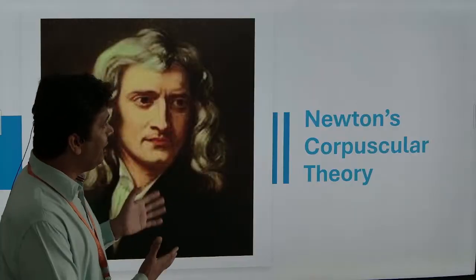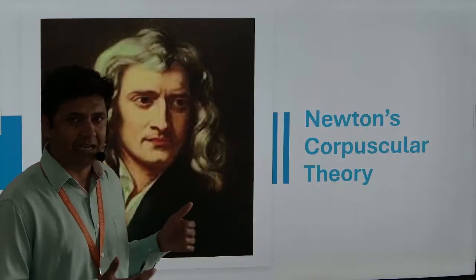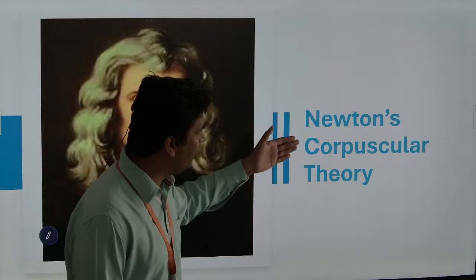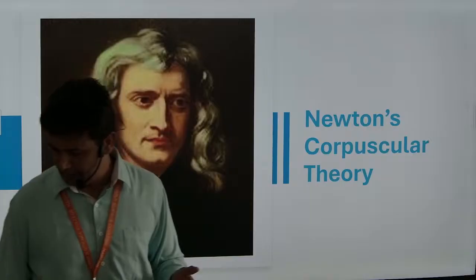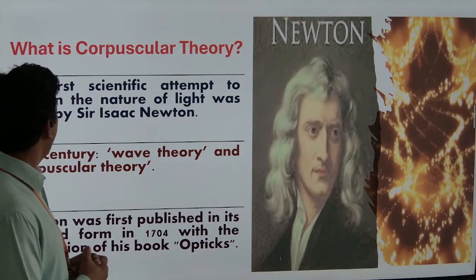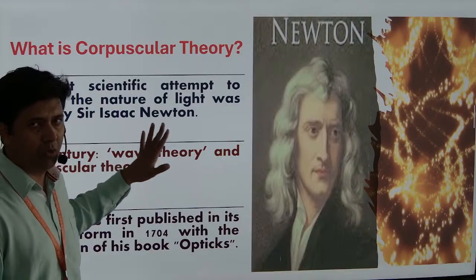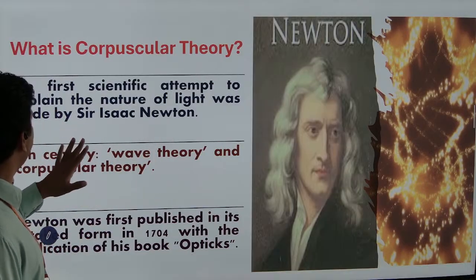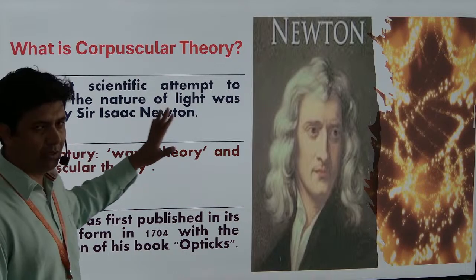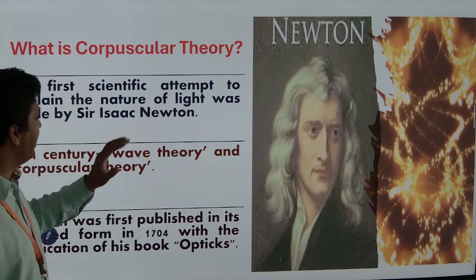Later on, Newton studied the characteristics of light, and he developed his own theory, which is called Newton's corpuscular theory. What is Newton's corpuscular theory? Newton was the first scientist who attempted to explain the nature of light, this particular scientist, Sir Isaac Newton.